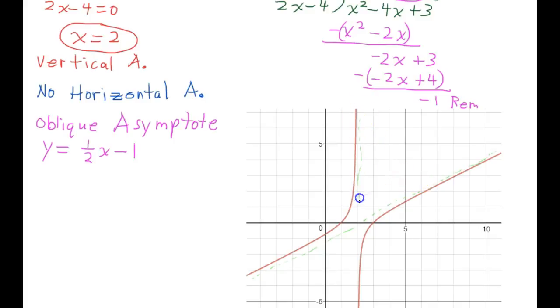We don't have a horizontal asymptote. And of course, like I said, you could find this x-intercept and this y-intercept as well to graph those.